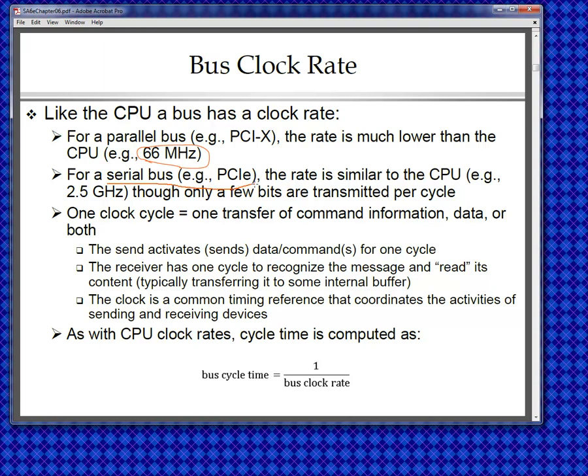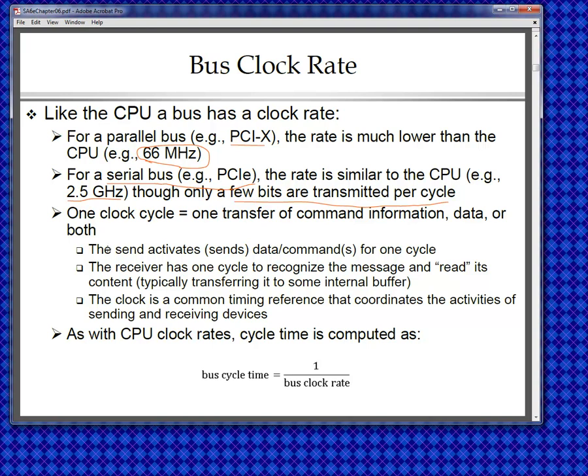For the newer serial buses, the current PCIe standard clocks at 2.5 gigahertz. Note that's a pretty big difference from 66 megahertz. We're up 2 zeros, 2 orders of magnitude. Now, the difference is that the PCI-X standard operating at 66 megahertz, depending on which specific version you were using, was either transferring 32 bits per clock cycle or 64 bits per clock cycle. Whereas in PCIe, you're transmitting 1 bit per clock cycle. Or if we use a variation of the PCIe, which I'll talk about in a minute, maybe you can get a few bits per clock cycle.